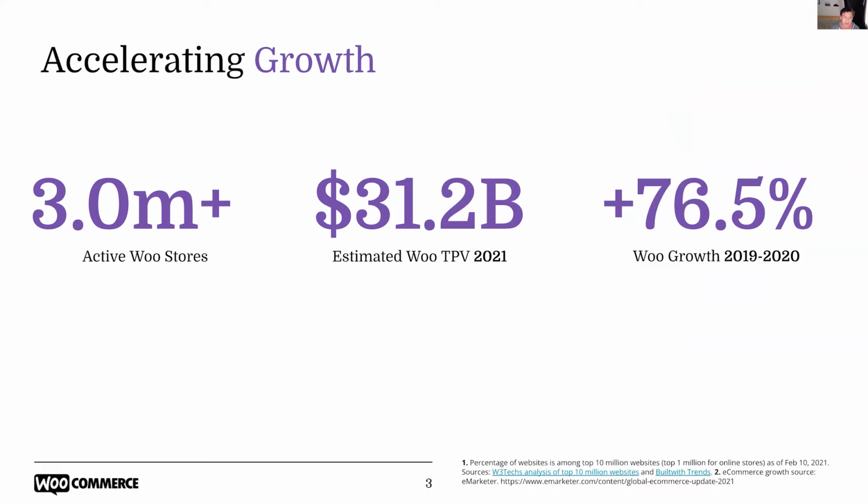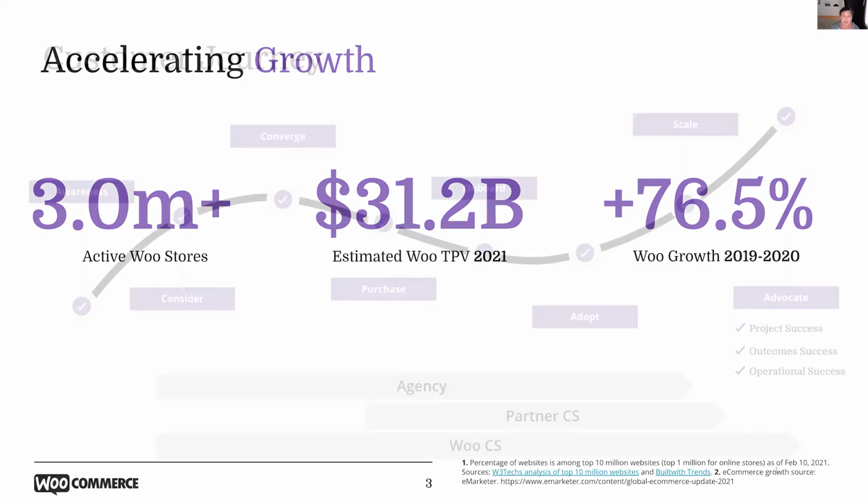Growing incredibly fast, right? 3 million stores, about 31 billion transacting through Woo. TPV is transaction processing volume in 2021's target, 70% growth last year, and probably about the same growth this year. Our growth aspirations are really high. We want to basically grow 5x in the next couple of years. So I'll talk a little bit about the teams and go to market in a second here too.